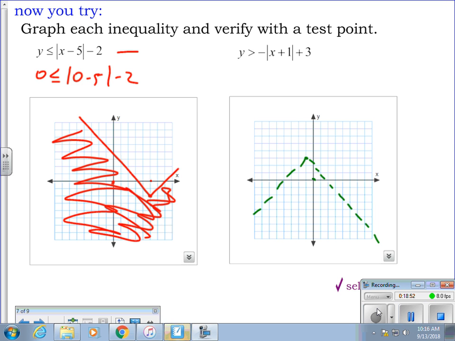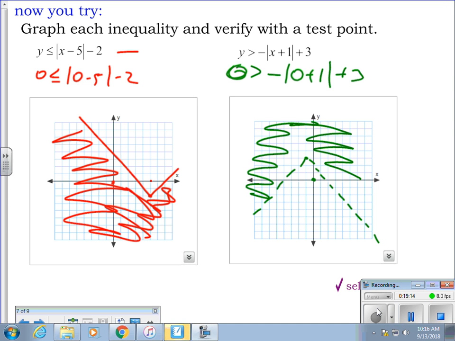Now, once again, the origin does not go through. 0 greater than the negative of the absolute value of 0 plus 1, plus 3. So this is negative 1 plus 3, that's 2. 0 is not bigger than 2. So I shade everywhere outside. Questions? Okay. I do believe that's it, right? Great.